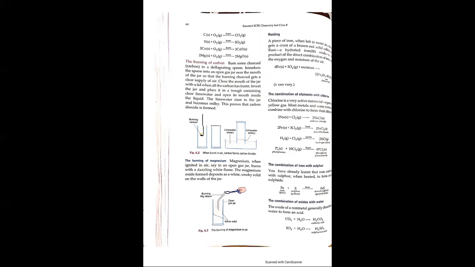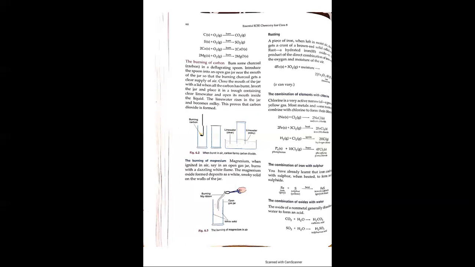When all the carbon has burnt, you cover the lid, and then invert the container which has carbon dioxide into lime water. So we will see that lime water rises in the jar and becomes milky. So this proves that carbon dioxide gas is formed.